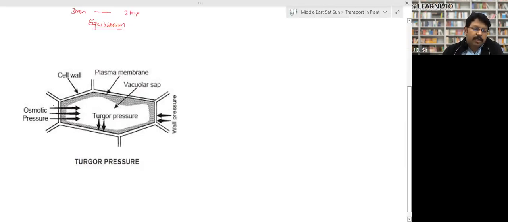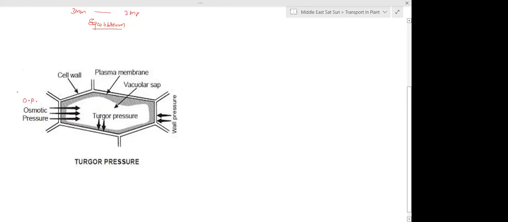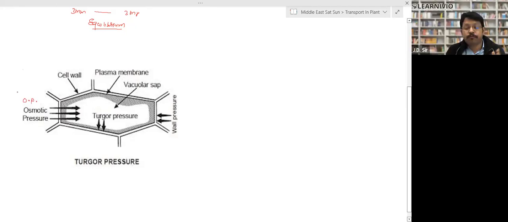Suppose that a cell is kept in water. So what will happen? Water will start coming from outside to inside the vacuole of the cell. So osmosis will take place. Clear? So whenever the water moves from its higher concentration to lower concentration, it will impart a pressure, and that is called osmotic pressure. The molecules will move from higher concentration of water to lower concentration of water. They will impart a pressure on that plasma membrane. That is called osmotic pressure. Clear? So the direction of the osmotic pressure is inward, right?